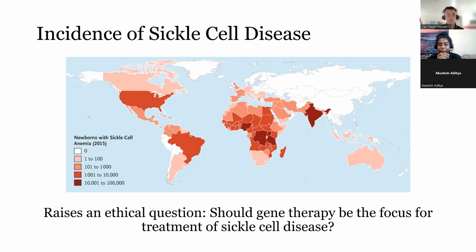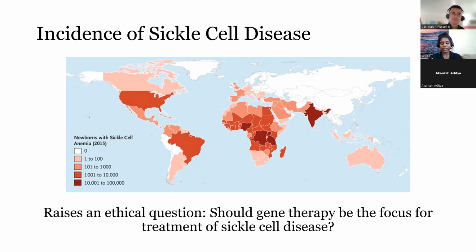Okay, so if the ethical question is whether gene therapy should be the focus for treatment, then obviously if it's very effective, then you can, but you also have to think about how expensive it is to get across undeveloped countries or developing countries. So, I guess if you focus on hotspots in developing countries, maybe then it could become a focus.